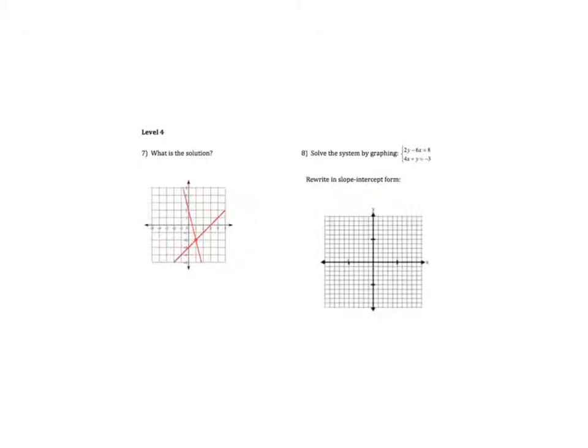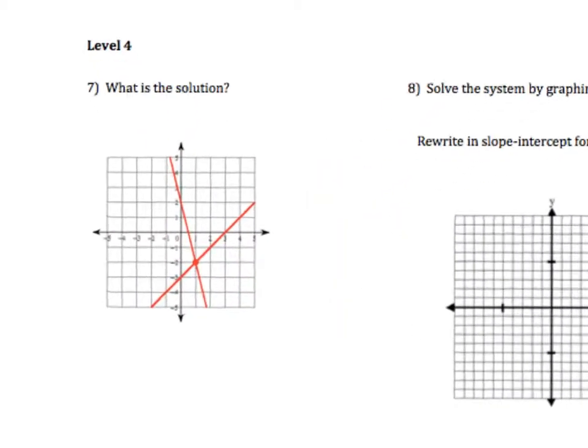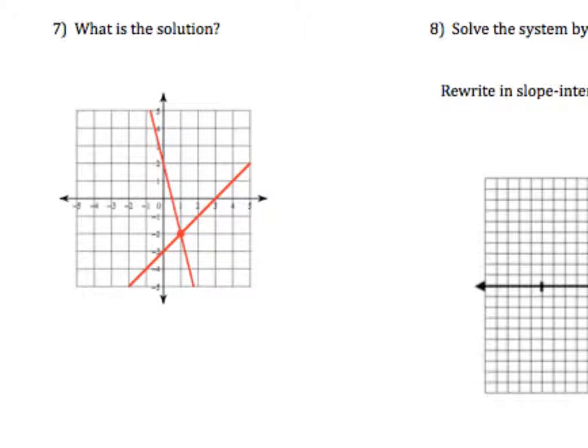Okay, so in level 4, we're graphing 2 lines at once, and when you graph 2 lines at once, you're solving what we call a system of equations. So basically 2 equations, and your solution is where they intersect, where they share the same x and y value. So if we take a look at number 7, the intersection of these 2 lines, regardless of what their equations are, is where they meet.